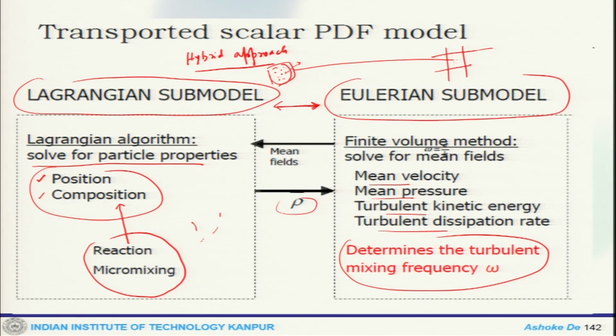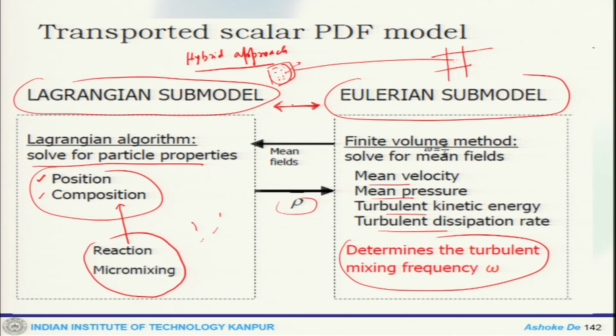Similarly, when there is a loss of a particle from a particular cell, again you look at the global mass conservation, and from there you redistribute the mass to the n particles. So these are the things one has to take into account while there is information transfer between these two submodels, and the solution progresses in this fashion.